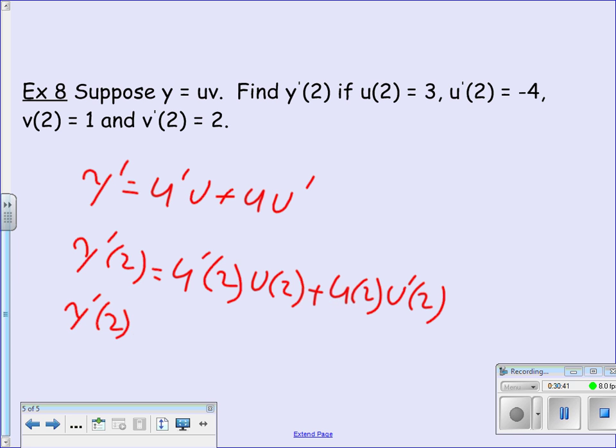Y prime of 2: u prime of 2 is -4, v of 2 is 1, plus u of 2 is 3, v prime of 2 is 2. -4 plus 6 is 2. So y prime of 2 is 2. Okay?